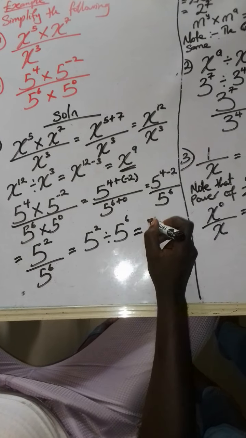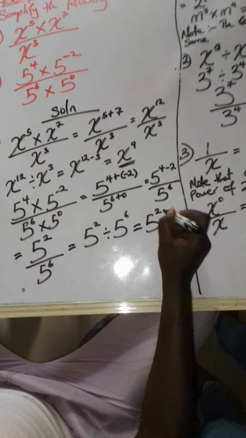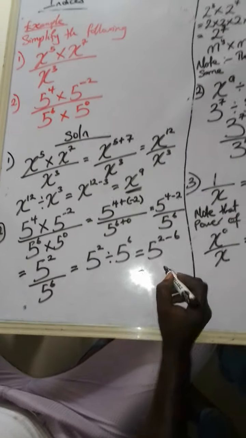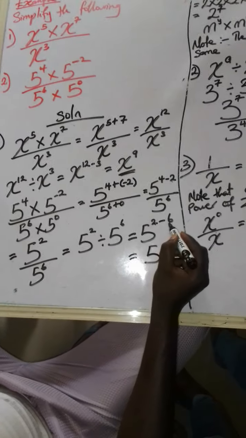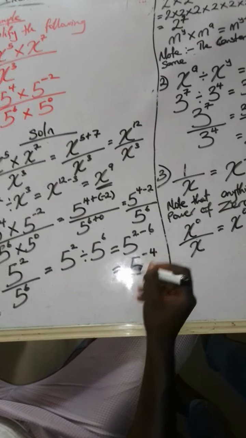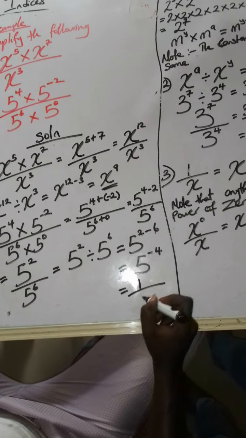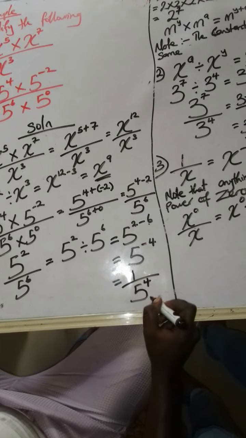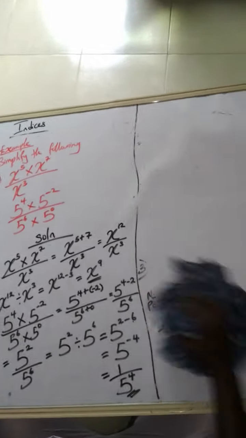And this will give us 5 raised to the power 2 minus 6. This is the same as 5 raised to the power 2 minus 6, which will give us minus 4. Now this can also be rewritten this way. I think we can write 1 over 5 raised to the power of 4. So, having done this, we can now treat one more example.